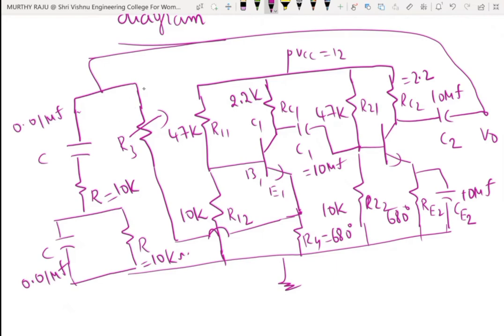Here we use a 4.7 kilo ohms potentiometer. By changing this value, the gain of this circuit is adjusted. Finally, we will get the pure sine wave.